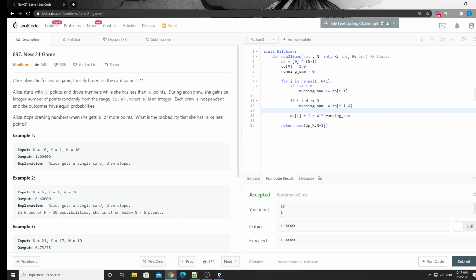Every time we have a sliding window, it tells us the total probabilities, except for the 1 divided by W, to get to the current state I. And then we can simply use that one to multiply by the 1 divided by W. That can give us the current DPI.